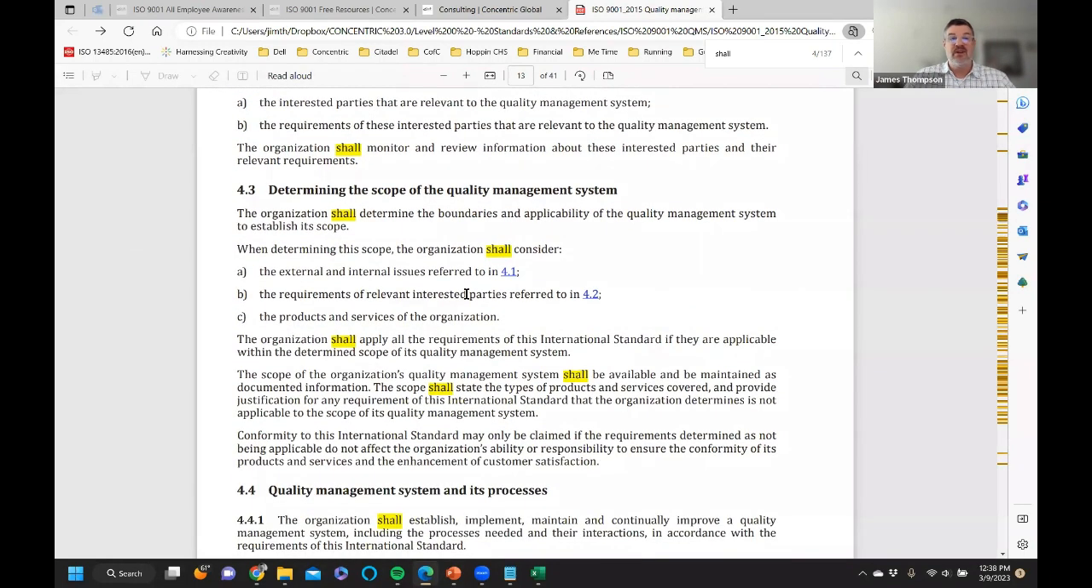Then 4.3 is really scope. This is something that's been in the standard since its origins in 87. Let's go through this real quick. The organization shall determine the boundaries and applicability of the QMS to establish its scope. In determining that scope, you have to consider external and internal issues, requirements of interested parties, and the various products and services that your organization provides to those interested parties.